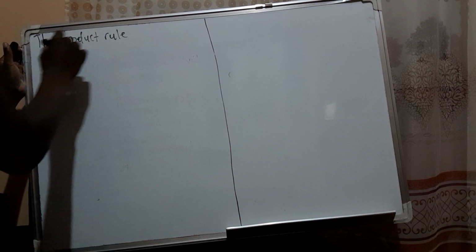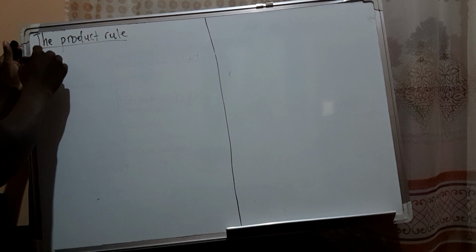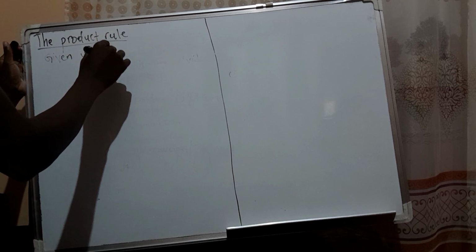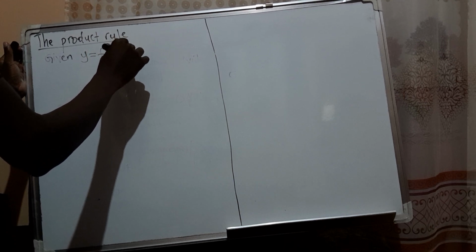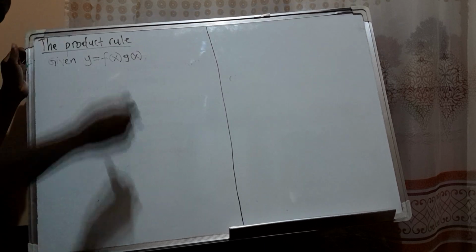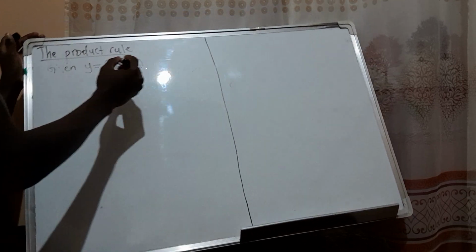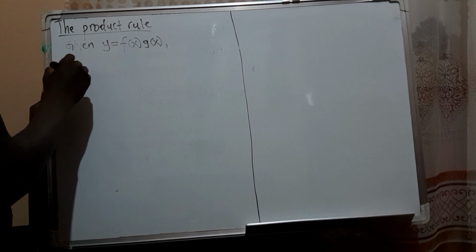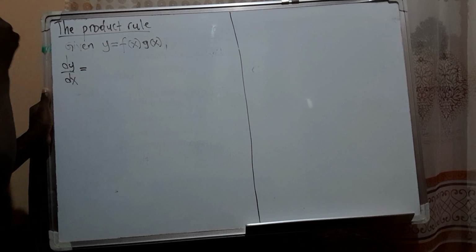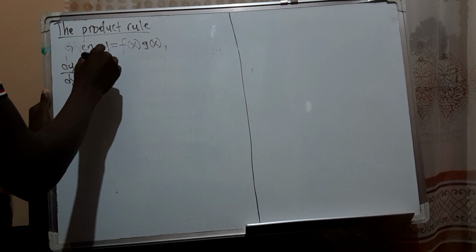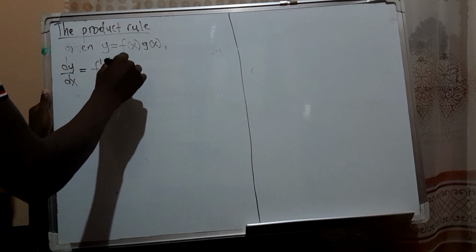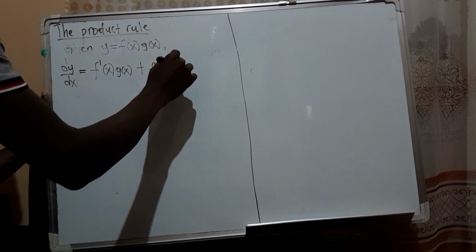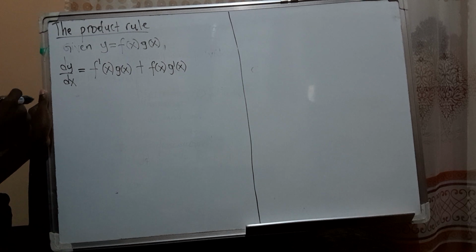Product rule. You very well know that this rule states that given a function y which is a product of two functions, if we want to get our dy dx, dy dx will simply be f'(x) times g(x), then plus f(x) times the derivative of g(x).